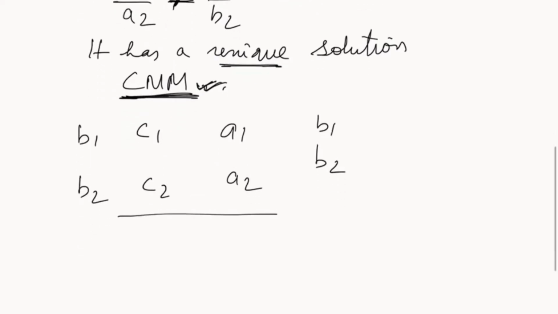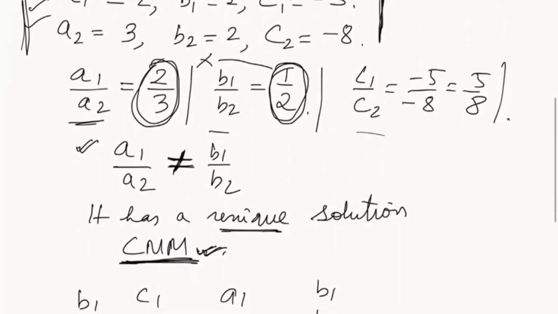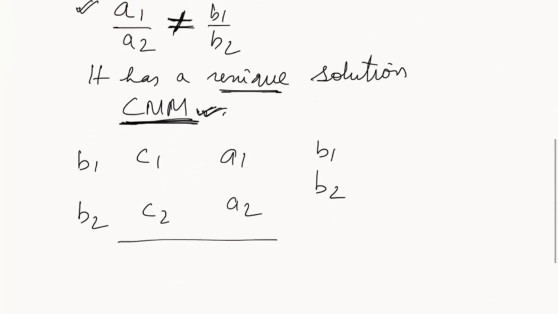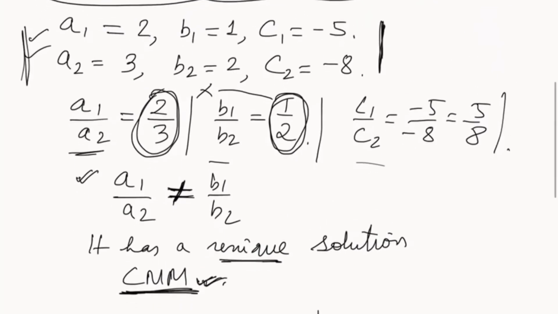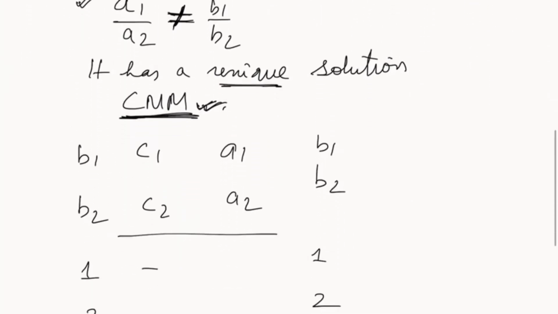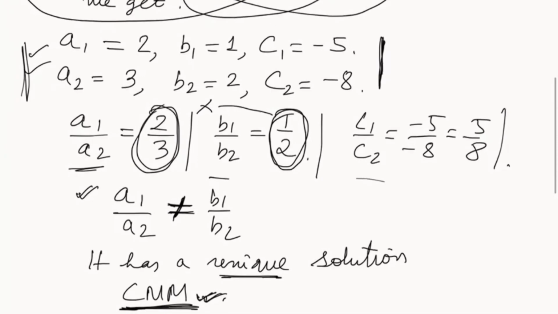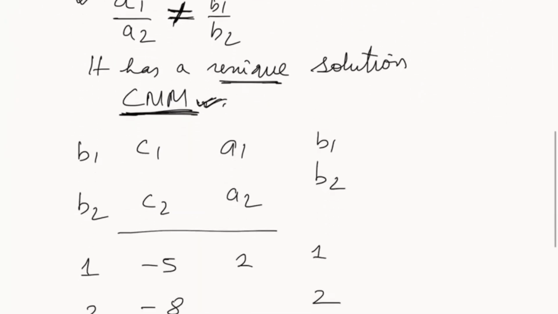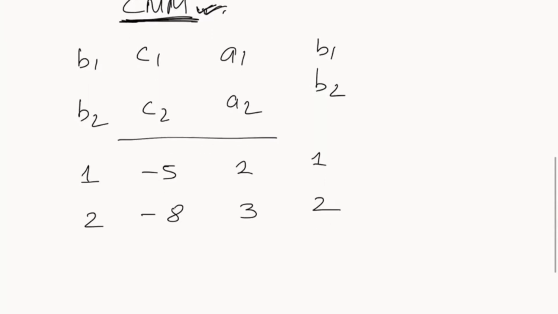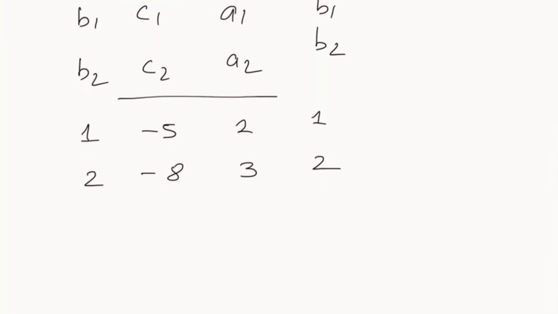Now, what is b1 for us? b1 is 1, b2 is 2, so this is 1 2 1 2. What is c1 and c2? Minus 5 and minus 8, minus 5 and minus 8, and a1 by a2 is 2 by 3, right? So 2 3. So we write the numbers like this. Now, if we don't want to write the full formula that we have discussed in the previous video, it's okay. We can simply write like this.